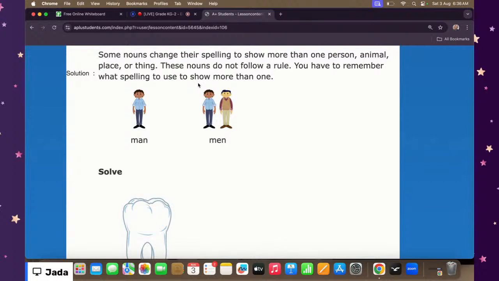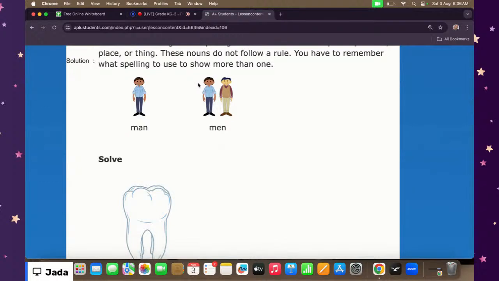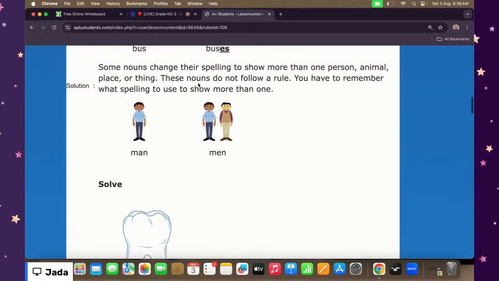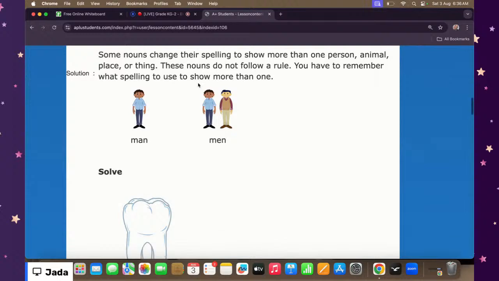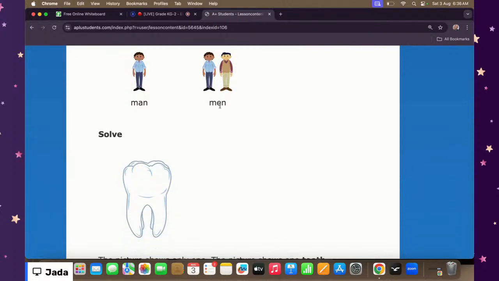Some nouns change their spellings to show more than one person, animal, place, or thing. These nouns do not follow a particular rule. No rule. You have to be the one to remember the spelling. That's why we say irregular plural nouns. Just like we have man and men. Man is singular and men is plural. It doesn't follow a particular rule, it changes the spelling.